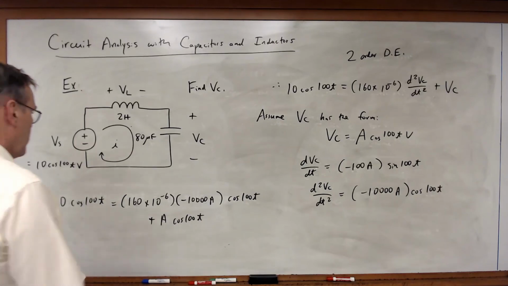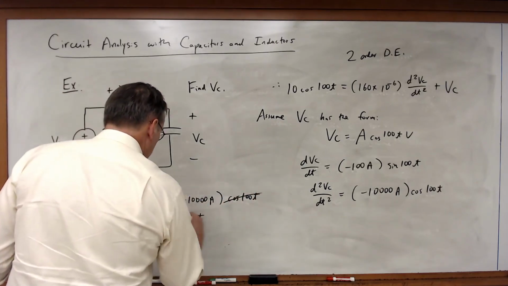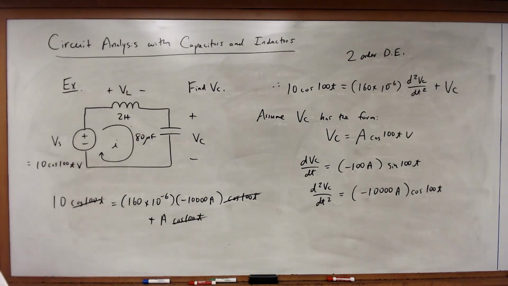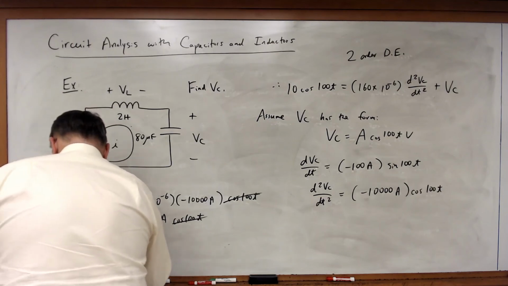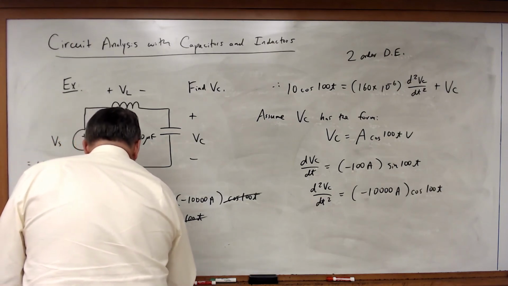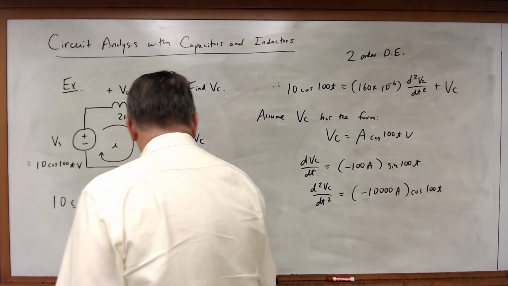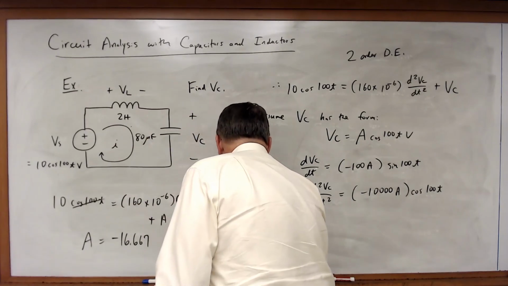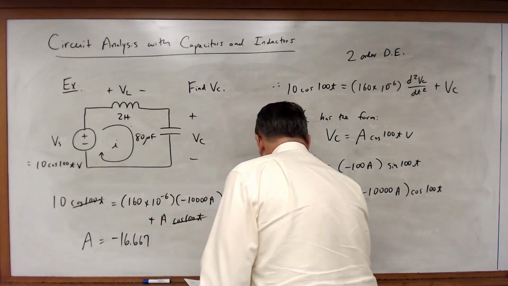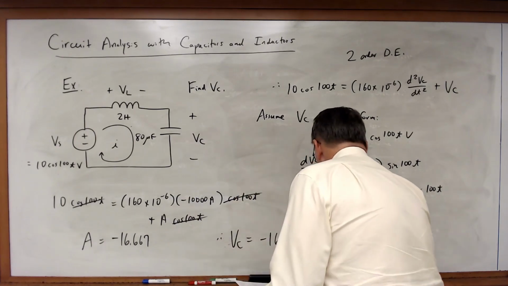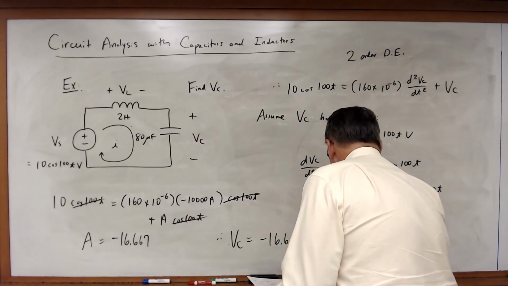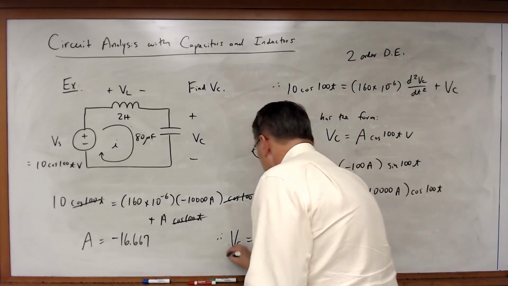And what do you know? These cosine 100t terms cancel out. And I can solve for A. And A will be equal to minus 16.667. And therefore, Vc is equal to minus 16.667 times cosine 100t volts. And it works.